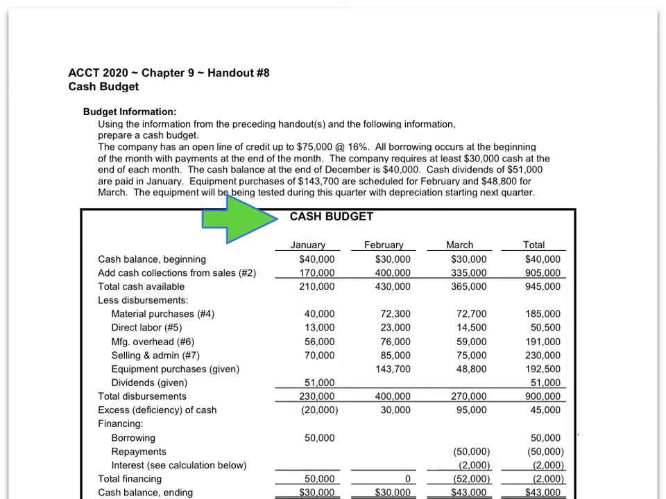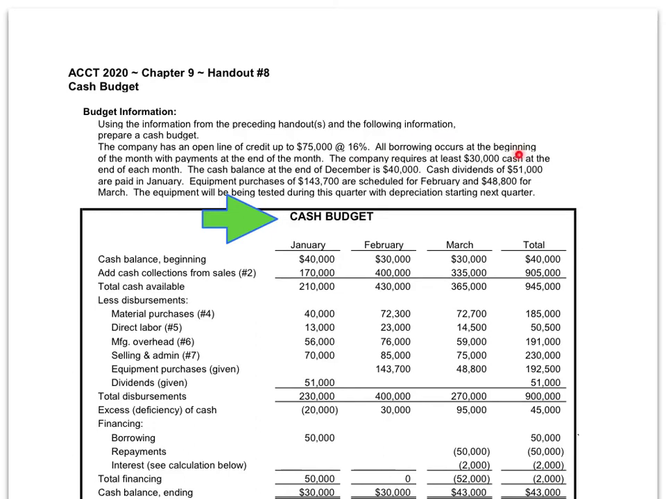All right, now we've got the cash budget that we're going to be doing here. And let's read this information. The company has an open line of credit up to $75,000 at 16%. You can tell this is an old problem because you can get money for way less interest than that. This is what the mafia would be charging.